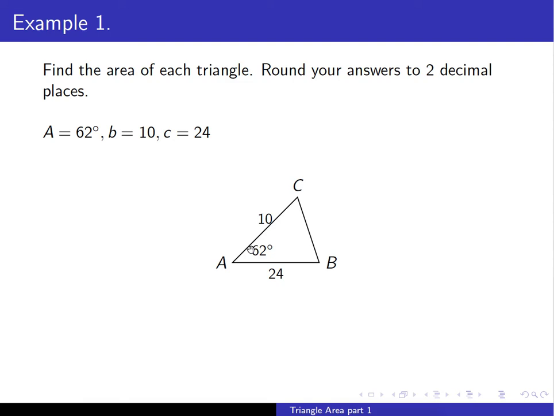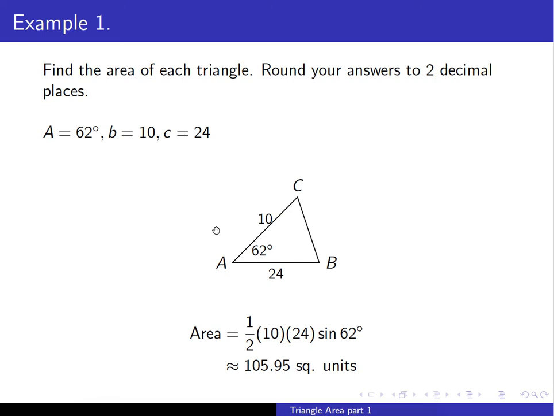So we can put these values into our formula for area as 1/2 times 10 times 24 times the sine of 62 degrees, and at two decimal places, that's going to give us about 105.95 square units. So if these were in feet, it'd be about 105.95 square feet. If they were in meters, it would be about 105.95 square meters, etc.